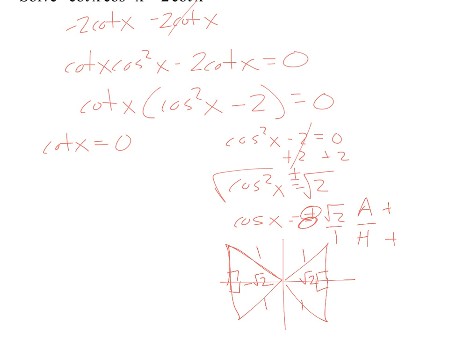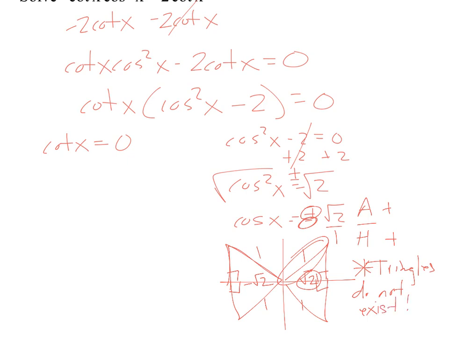Now square root of 2 is approximately equal to 1.4. Can the length of any of the legs ever be greater than the length of the hypotenuse? No, it can't. So there are no solutions. The triangles do not exist. You can't have triangles like that. So no solutions there.